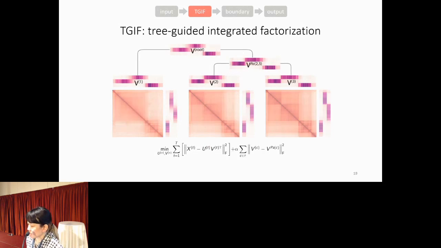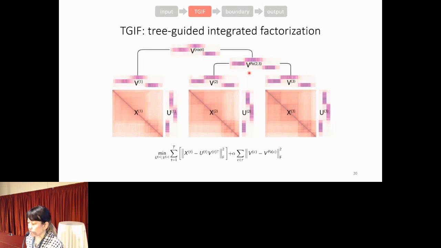And the factors from tasks that are closely related in the task tree will be constrained to be more similar to their shared parent factor. This constraint is encapsulated in this regularization term in the objective. The tree itself is specified by the user. It encodes any prior knowledge about the task relationship, allows us to handle data sets with arbitrary relatedness, and also flexibly capture task heterogeneity. To learn these factors that optimize the objective, we use a type of block coordinate descent algorithm with a guarantee to converge to a local minimum.